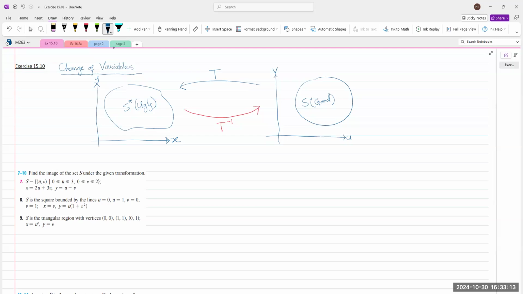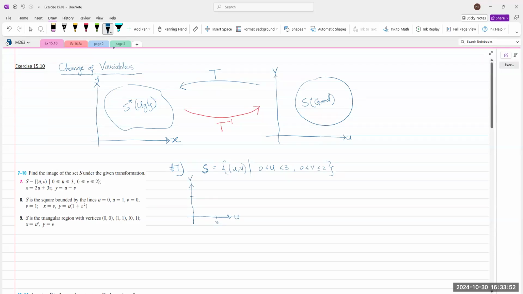Okay, let's start with number 7. Find the image of the set S. So the set S is the starting point. Notice that the S here is in terms of UV, where U is from 0 to 3 and V is from 0 to 2. Honestly, if this were our starting domain, that is very nice. Why? Because it's already a rectangle, right?